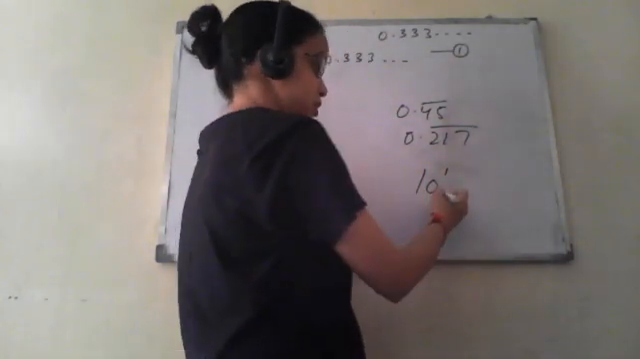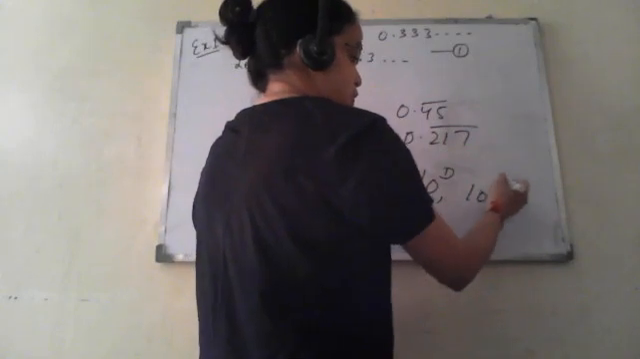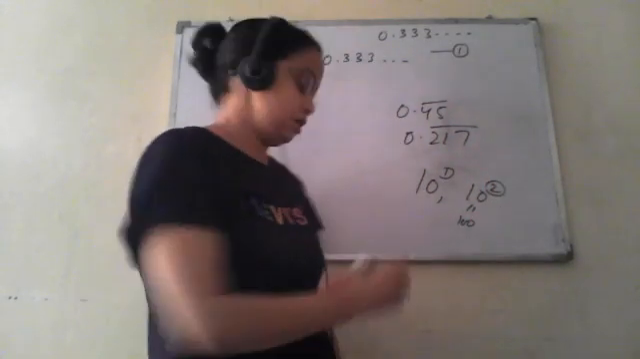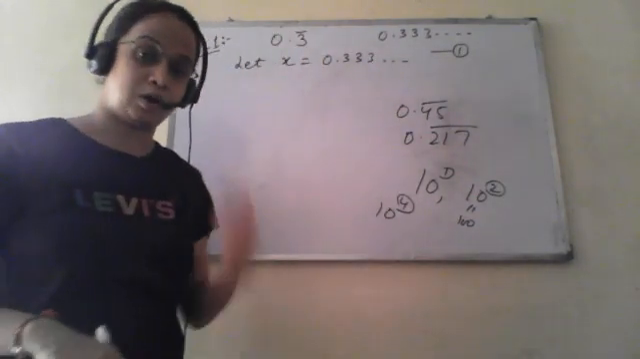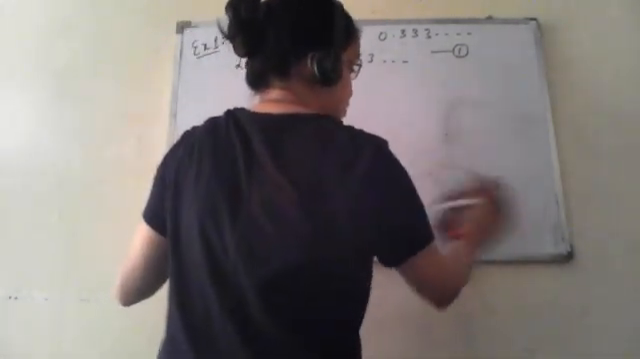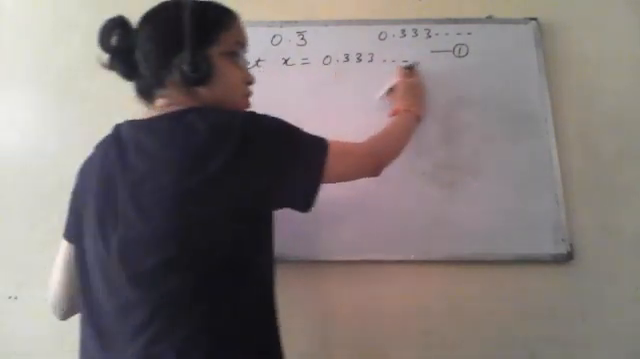10 to the power 1 in case the repeating digit is 1, 10 to the power 2, that is equal to 100, when the repeating digits are 2, or 10 to the power 3 if the repeating digits are 3. Okay, so accordingly we have to check. So here there is only one repeating digit, so we will multiply by 10.